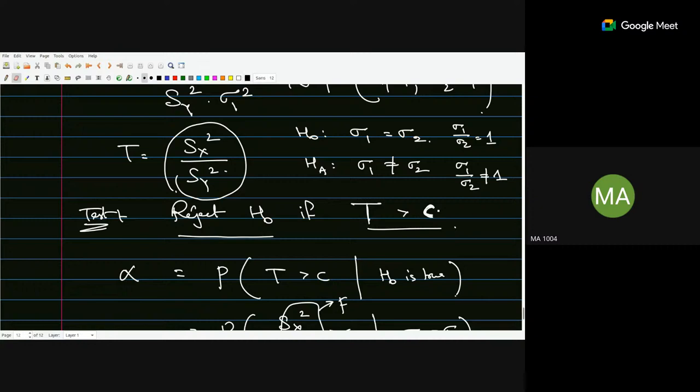So how do I define that? I should reject if T is greater than some 1 plus C, right? Or you can see it like this also: the difference between T and 1 should not go beyond something. But if you clearly understand the F distribution, this is not symmetric. It's not like Z or T, where taking the modulus gives us the same probabilities because it is symmetric. This F distribution does not behave like a normal distribution. So that's why you think of it like this.